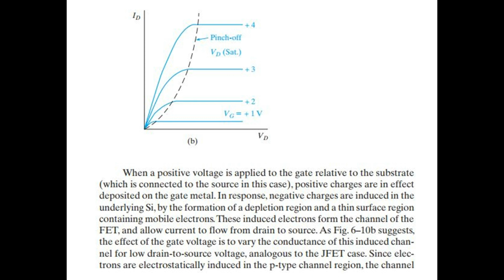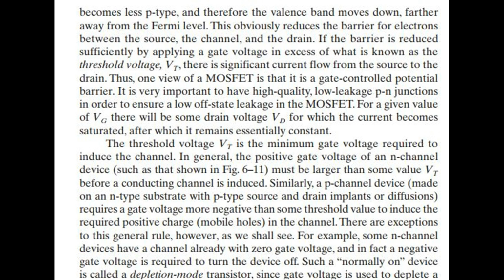Since electrons are electrostatically induced in the p-type channel region, the channel becomes less p-type, and therefore the valence band moves down, farther away from the Fermi level. This obviously reduces the barrier for electrons between the source, the channel, and the drain. If the barrier is reduced sufficiently by applying a gate voltage in excess of what is known as the threshold voltage, Vt, there is significant current flow from the source to the drain. Thus, one view of a MOSFET is that it is a gate-controlled potential barrier.